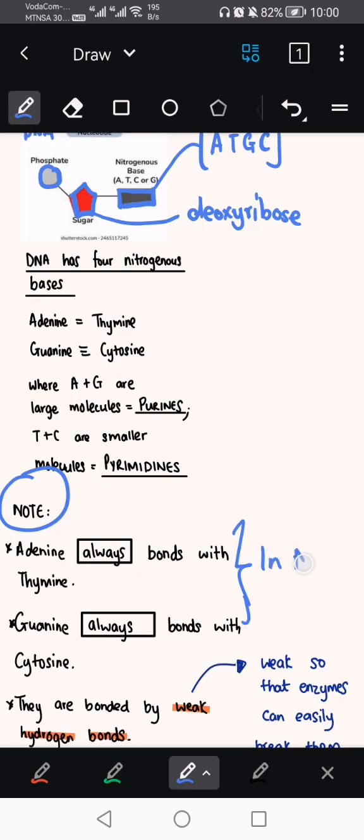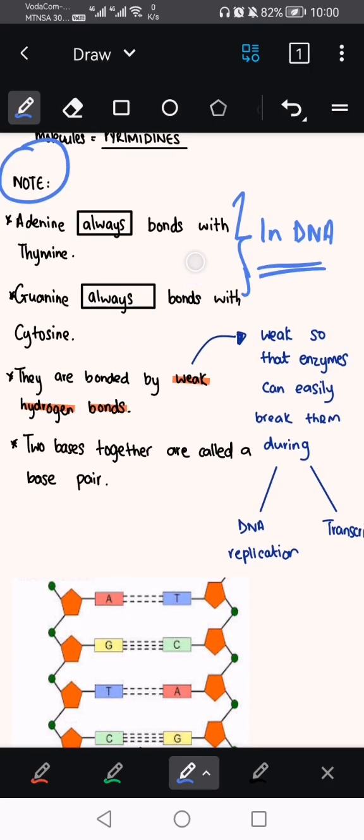in DNA. In RNA, something changes, right? In DNA, adenine bonds to thymine, guanine bonds to cytosine. Do not get it confused, right? Because in RNA, something different happens. So something is added, something is taken away. And what is important to also note is that they are bonded by weak hydrogen bonds, which are these bonds over here. These weak hydrogen bonds.